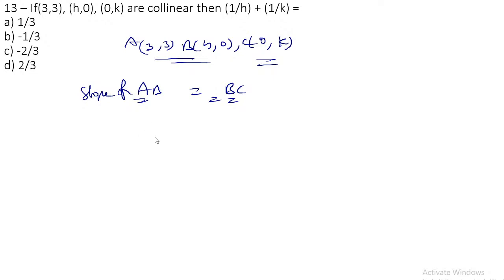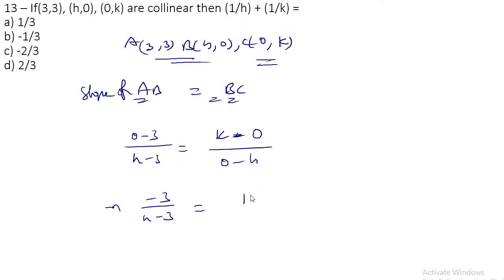So the slope of line segment AB is (y2 - y1)/(x2 - x1), (0 - 3)/(h - 3), is equal to (k - 0)/(0 - h), so -3/(h - 3) is equal to k/(-h). So this implies -3h is equal to hk - 3k.